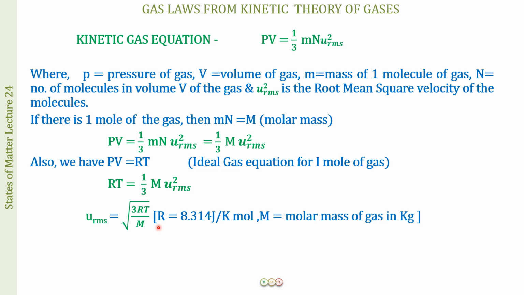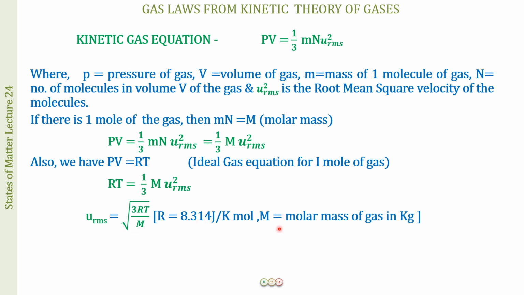So we will be taking the value of R to be 8.314 joule per Kelvin mole. Please do remember this. You have to understand where you are going to take what values of R. When you're talking about the SI units, you have to take this value. Fine?